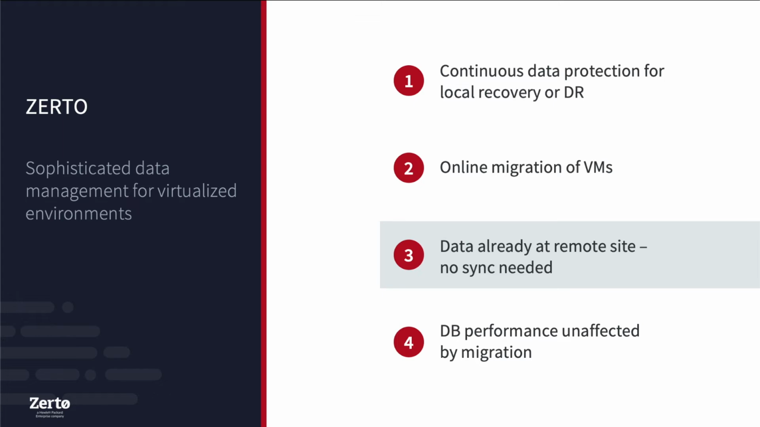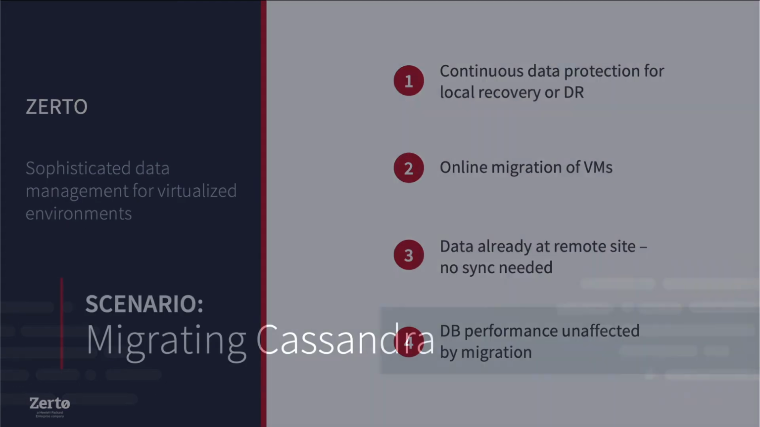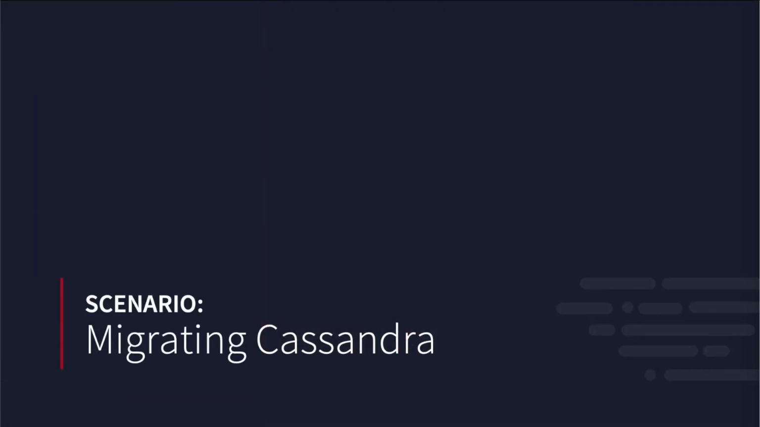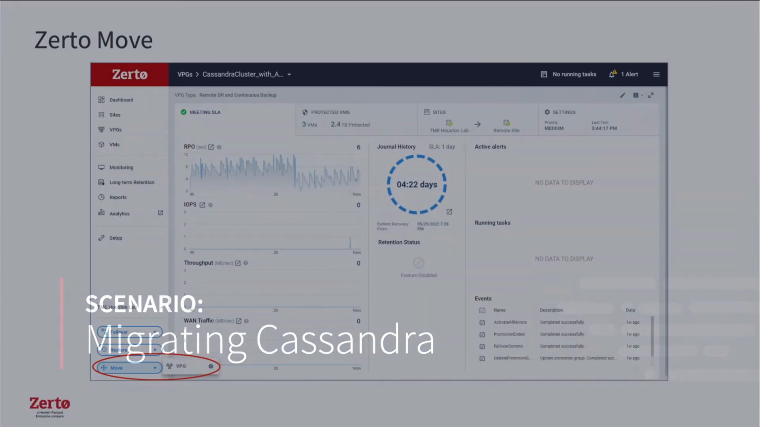So if the time comes to move that Cassandra setup to a more powerful hypervisor host, or if the company is moving to a new headquarters, Zerto can move the Cassandra instance seamlessly without ever taking the VMs or the database offline. Let's take a deeper dive into how Zerto can efficiently migrate an entire Cassandra cluster to a new hypervisor host or to a remote site.